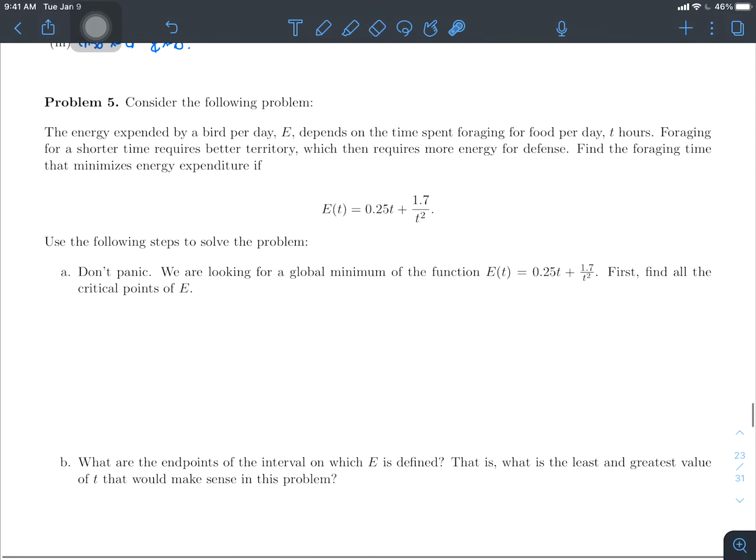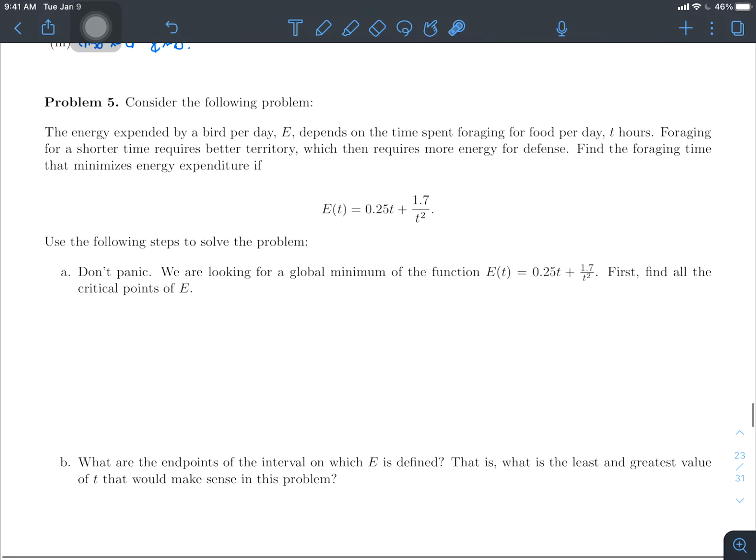First, we want to find all the critical points of E, okay? We want to find all the critical points, because anywhere there might be a local min could be a place where we might have the global min. But we're going to check it, right? So let's start by finding the critical points of this function. Well, the critical points are, of course, going to be where E prime of t, the derivative of this function, is 0, so let's just take that.